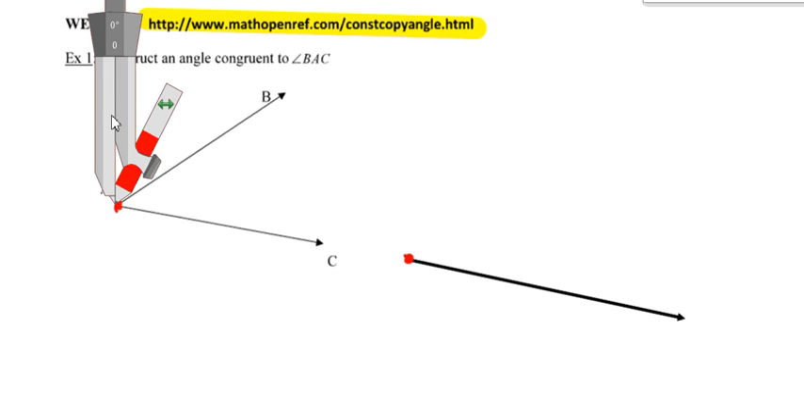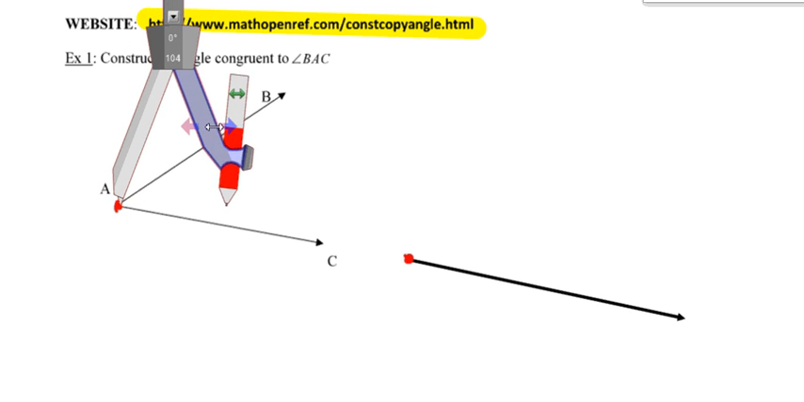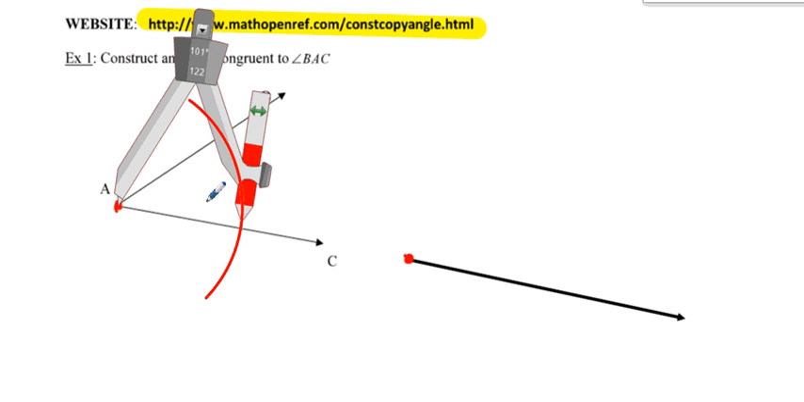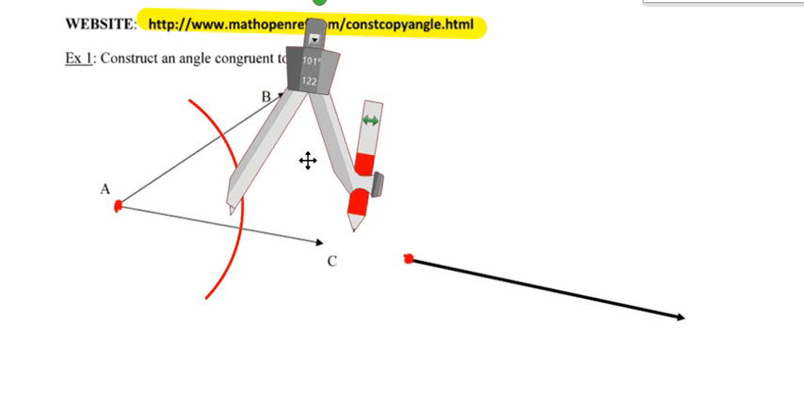I'm going to start then by taking my compass and opening it up to any convenient compass setting. The setting isn't important, but notice that the center of my arc, or the point of my compass, goes on point A. And I'm going to go ahead and draw a big arc that intersects both sides of the angle that I'm trying to copy.